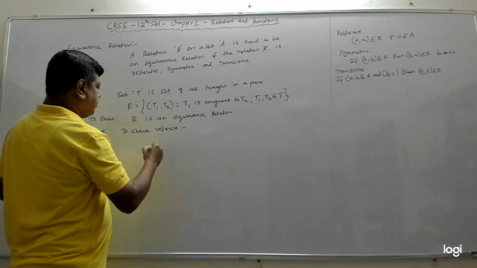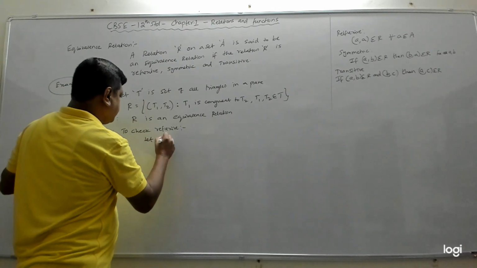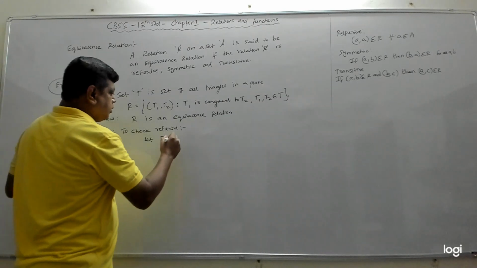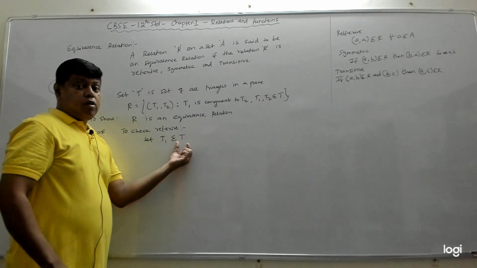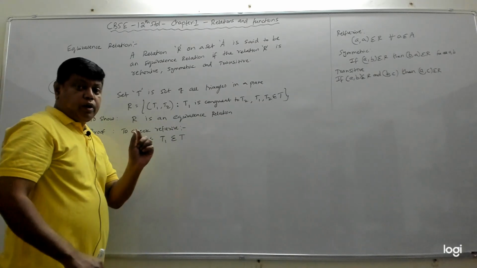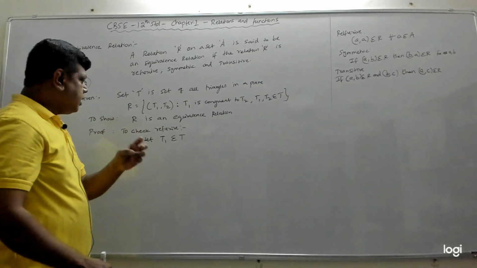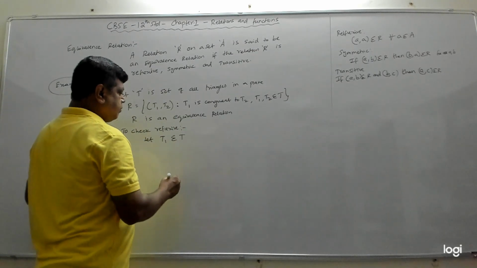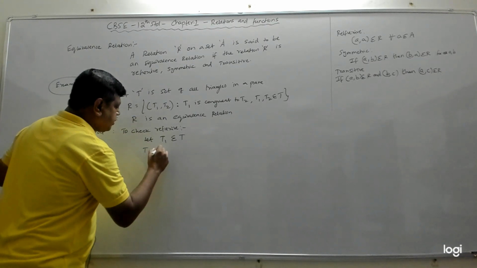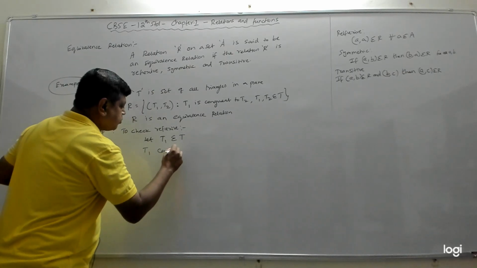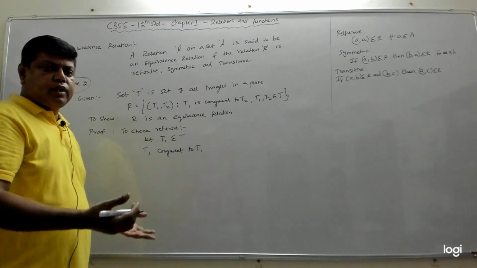So we'll take one triangle, we'll say let T1, we are taking one triangle T1 belonging to T. See, T is the set of all triangles. This T1 is a particular triangle from that set. I am taking one triangle from that set, any triangle, randomly. Let T1 belong to T, then T1 is congruent to T1, right? Any triangle is congruent to itself, right?